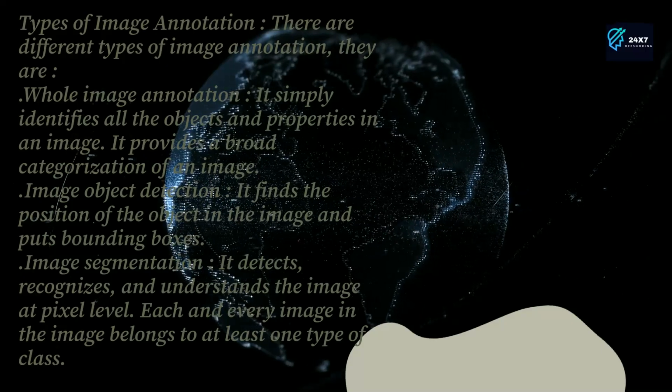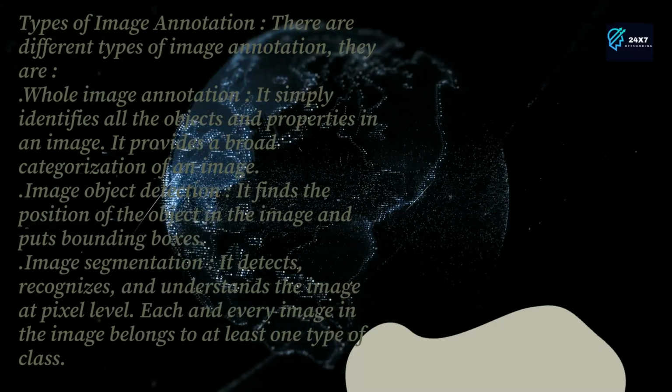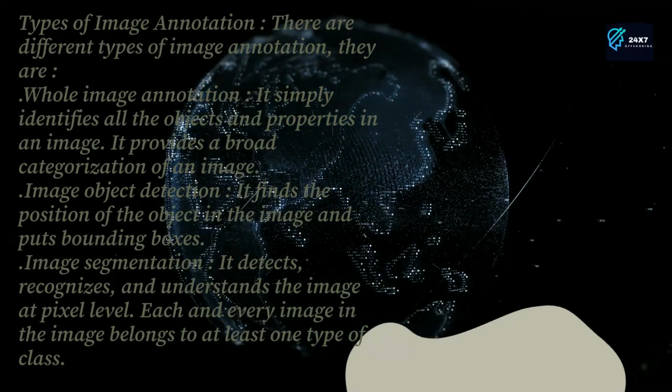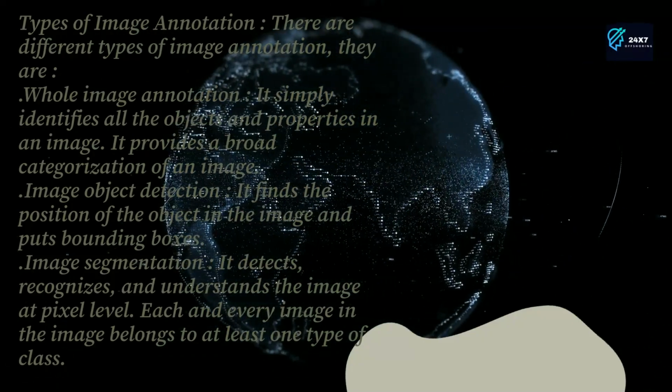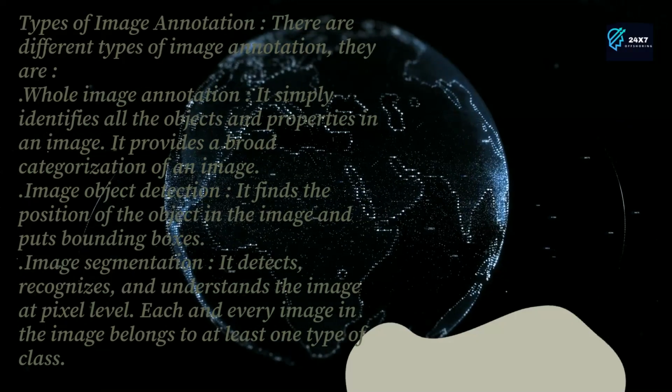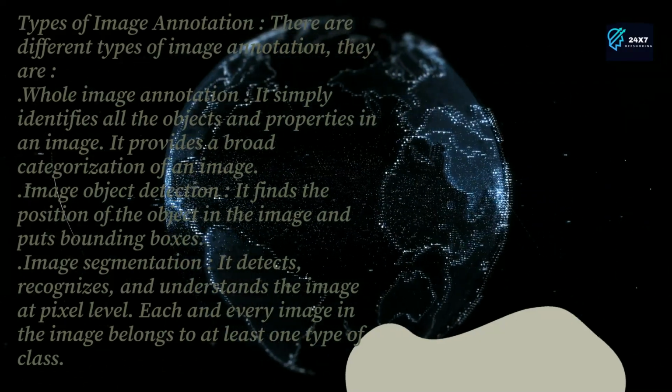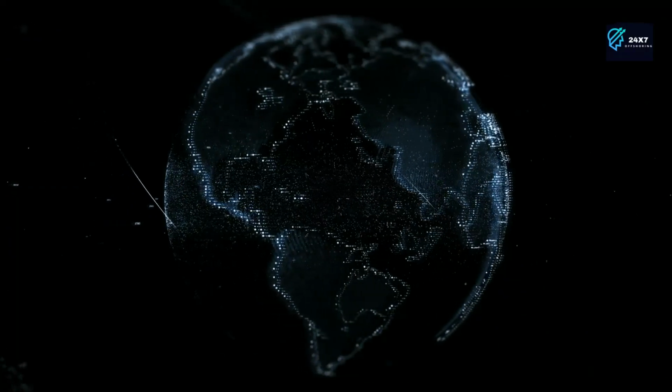Image object detection. It finds the position of the object in the image and puts bounding boxes. Image segmentation. It detects, recognizes, and understands the image at pixel level. Each and every object in the image belongs to at least one type of class.